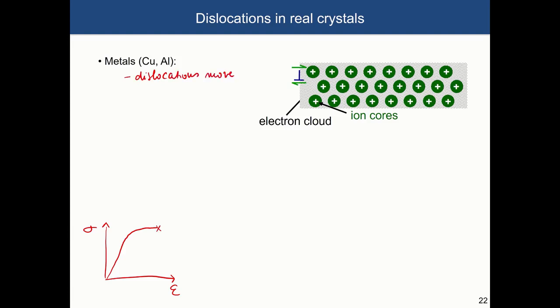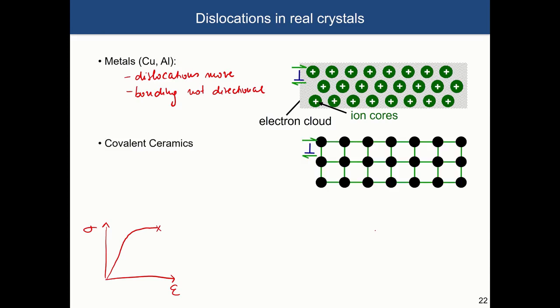And the reason why they easily move is, for example, usually there are FCC or BCC crystals, etc., but also bonding is not directional. So in general, they can be really plastically deformed. They're very ductile. So covalent ceramic materials, in these materials, the dislocation motion is very difficult.